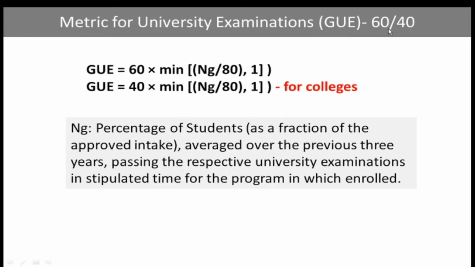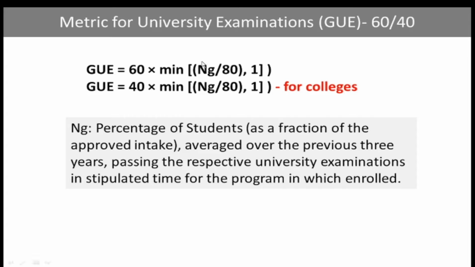It carries 60 marks under the overall category and 40 marks for colleges. Obviously, the formulae are different for the overall category and for colleges, and the factor which is multiplied is 60 for the overall category and 40 in the case of colleges. Now if you look at this formula, you would realize that what it expects is an 80% passing percentage. 80 is the passing percentage which is expected here.